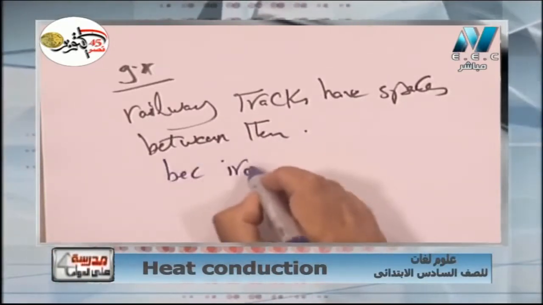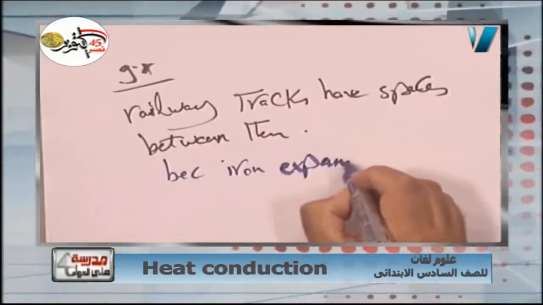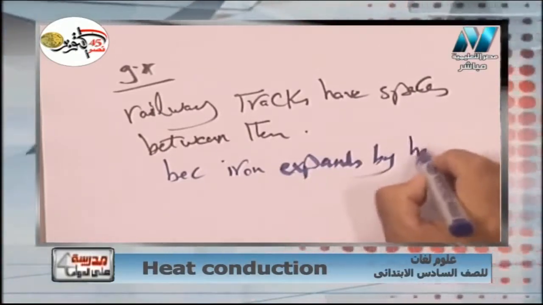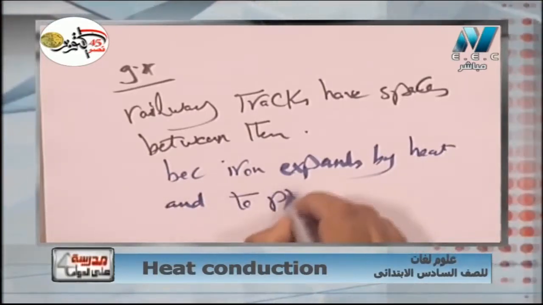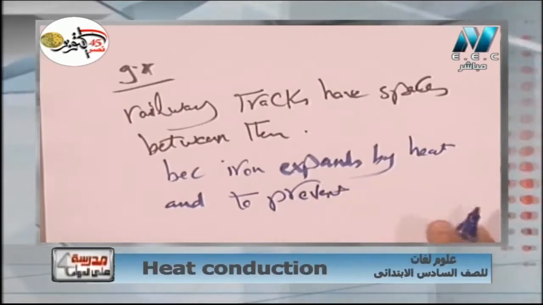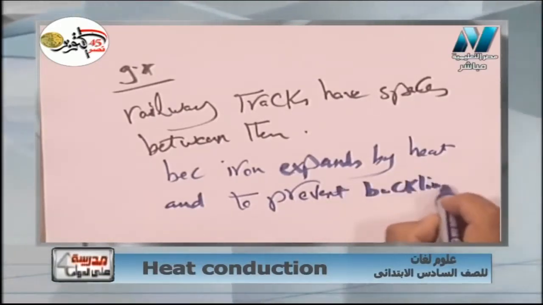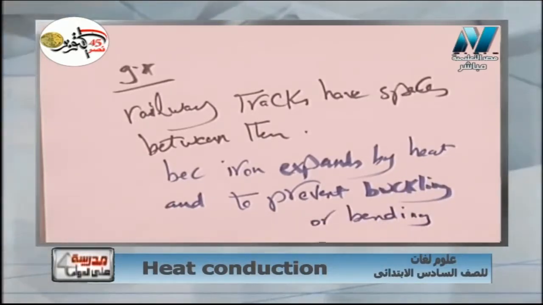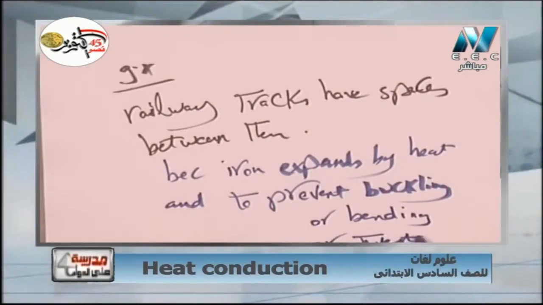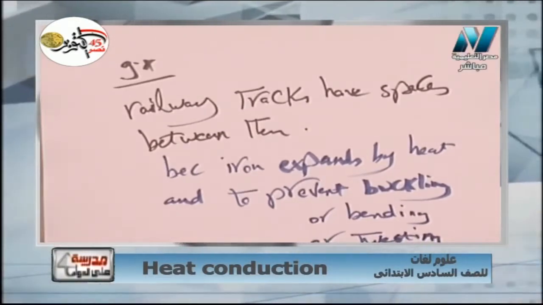because iron، لأن الأيرن بيحصل له expanding because iron expands by heat، and to prevent عشان يمنع، to prevent في كلمة من ثلاثة بنفس المعنى كلهم. to prevent buckling معناها انحناء buckling، or bending برضه معناها انحناء، or twisting. طبعا كفاية أوي اكتب كلمة واحدة منهم in your answer and that will be sufficient.